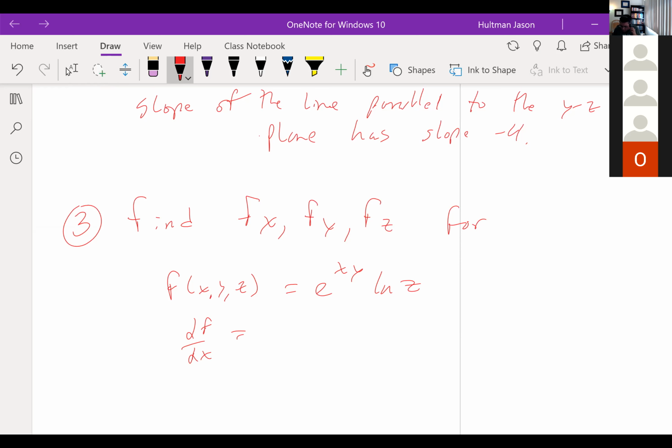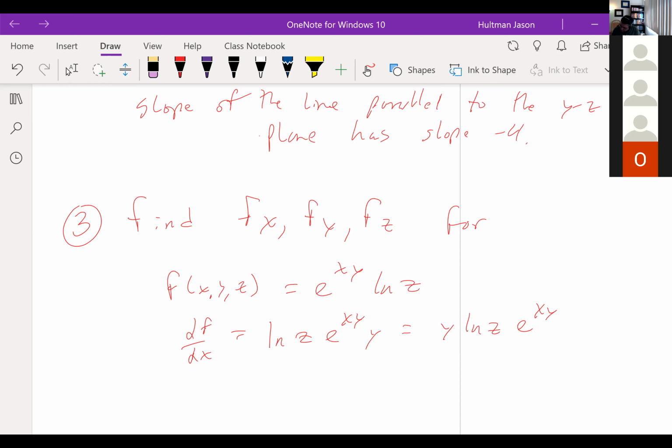df dx, the partial with respect to x, is going to be, well, natural log z, that's just a constant. So I'm going to put that on the front. Natural log z, that's a constant. And then I'm going to take the derivative of e to the xy. Well, that's just e to the xy times the derivative of xy, but keeping y as a constant means that the derivative of xy is just y. This is times y. So maybe I'll rewrite that as y natural log z e to the xy.